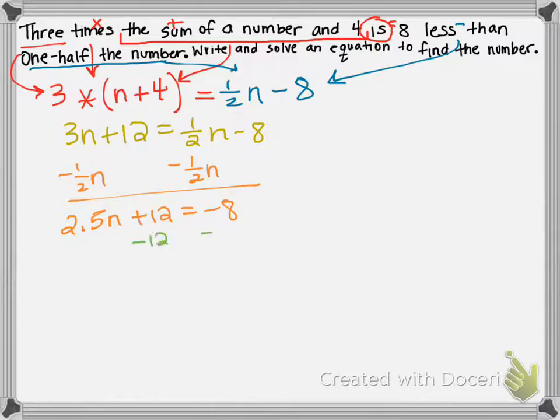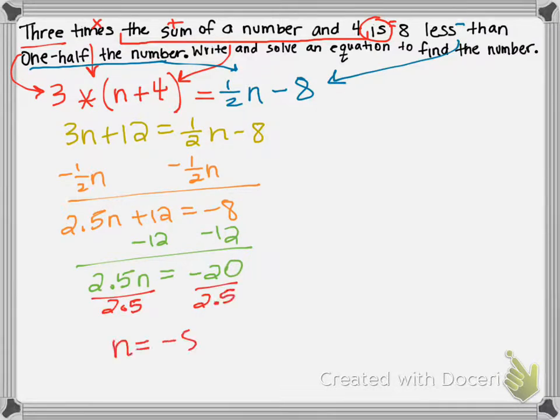I now have to move my constants over, subtract 12 from both sides. I have 2.5n equals -20. And to get n alone, divide by 2.5. I end up with a final answer of n equals -8. And then you could always test yourself. I could have plugged it back into the original equation, but just because I want to make sure I did it right, I thought more about the words in the problem.